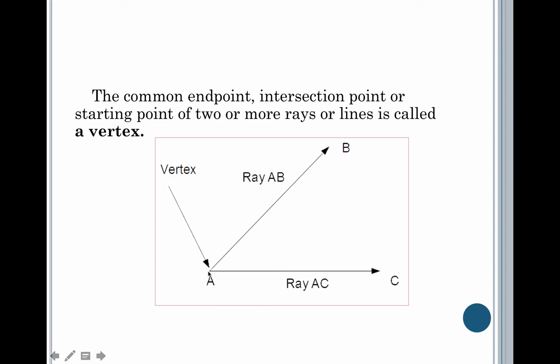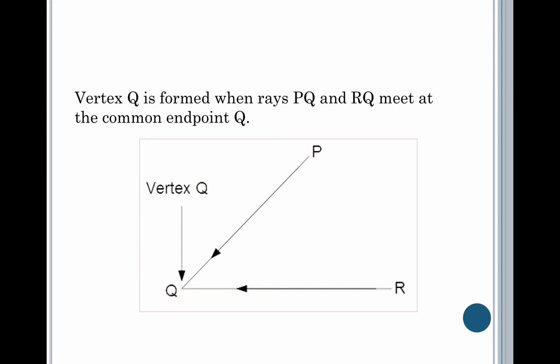All right, so we have ray AB, ray AC, and the vertex would be A. Vertex Q is formed when rays PQ and RQ meet at a common endpoint. So PQ and RQ meet at the vertex Q. This is just an example.